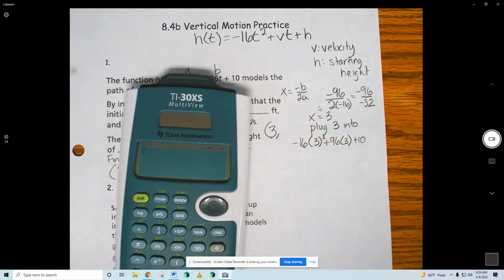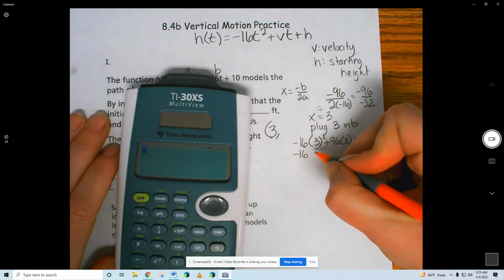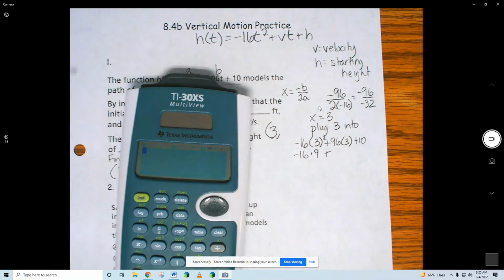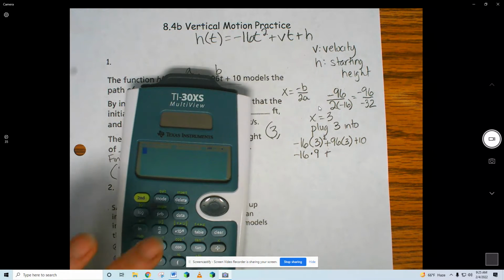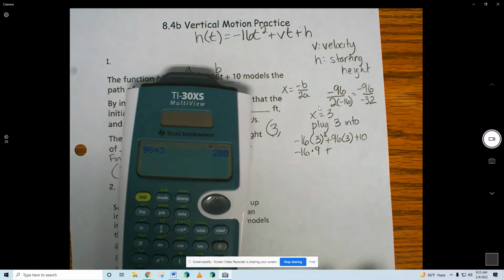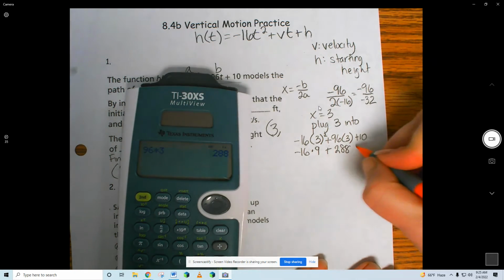All right. What do I do first in this function? Do I multiply 16 times 3? No. No. What do I do? 3 squared first. So, negative 16, 3 squared is 9 times 9 plus, can I just do 96 times 3 on my calculator? I mean, it's right there. I might as well. 288 plus 10.